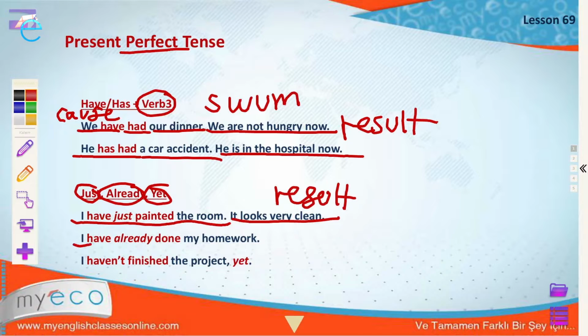I have already done my homework. I've already done my homework. I don't need to do it again. And I haven't finished the project yet. With these words, we use the present perfect tense.